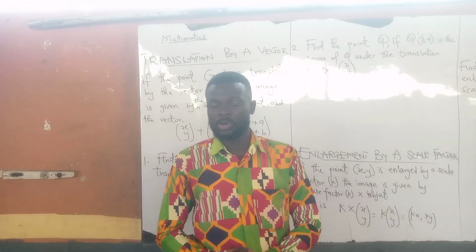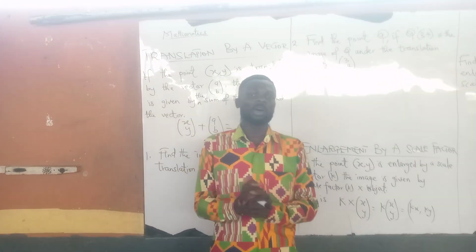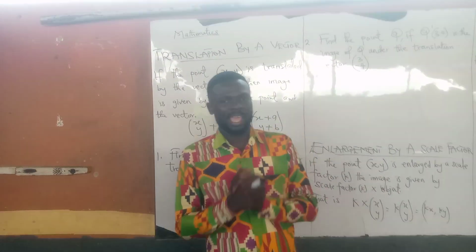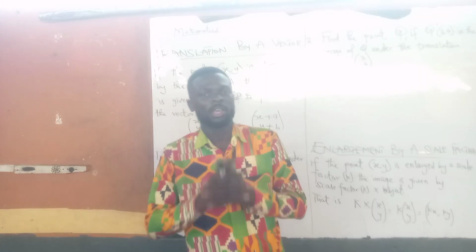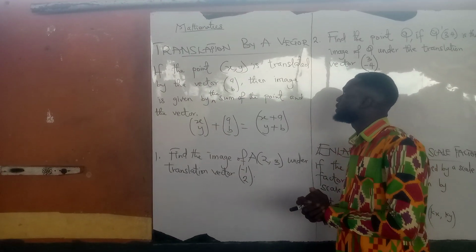We've started with rigid motion. Today we'll look at the latter part of it, then we'll see how it is being done. Today we are going to talk about translation and scale factor: how to get the image of a translation vector and a scale factor. So let's look at the translation by a vector.